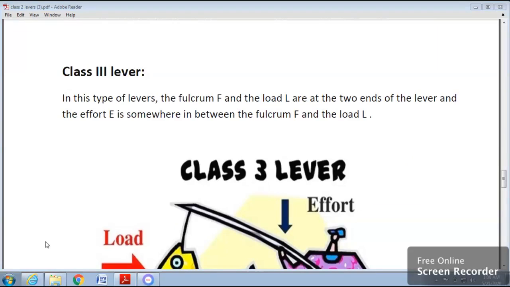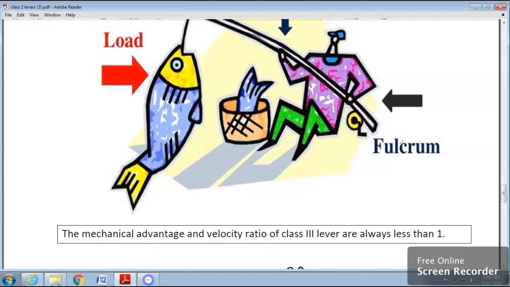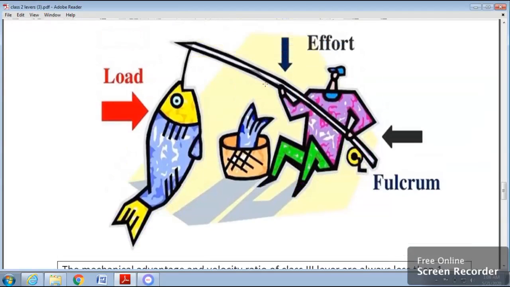Now moving on to the next one, class 3 lever. In this type of levers, the fulcrum F and the load L are at the two ends of the lever, and effort is somewhere in between the fulcrum and the load. Here we have fulcrum and load at the two ends. At one end we have fulcrum, at one end we have load, and effort is somewhere in between load and fulcrum. So in this type of lever, you can see effort arm, the distance from effort to fulcrum, is less than the distance from load to fulcrum.